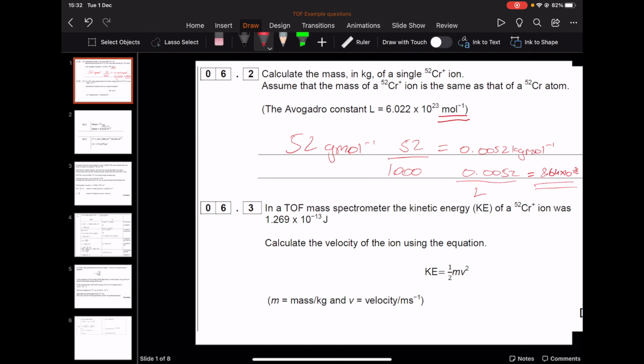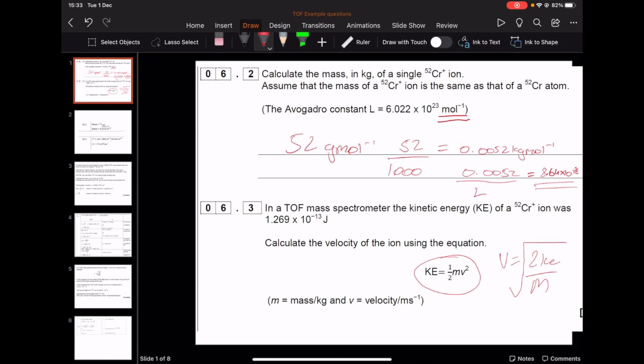Now the second part of this question says that in the time of flight mass spectrometer, the kinetic energy was 1.269. Calculate the velocity of the ion using the equation. So this is my equation here. I need to rearrange this to calculate what V is equal to. If I rearrange it completely, what I get is V equals the square root of 2KE over m.